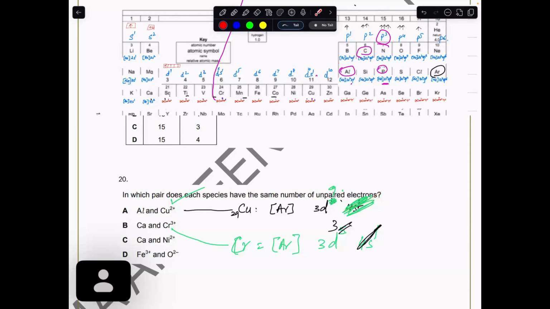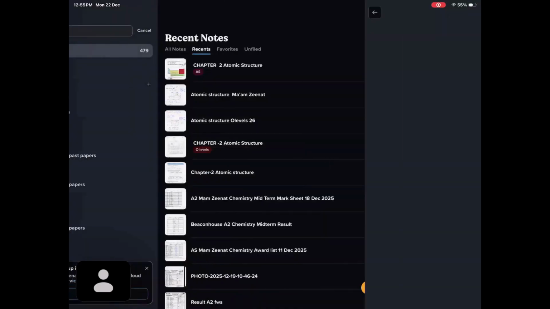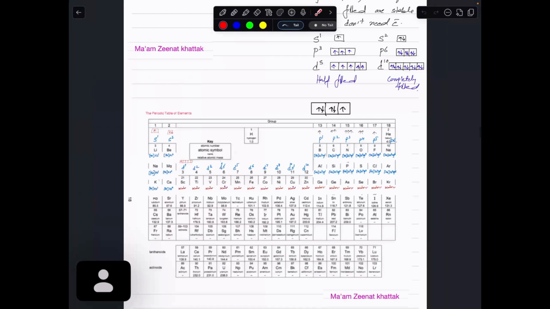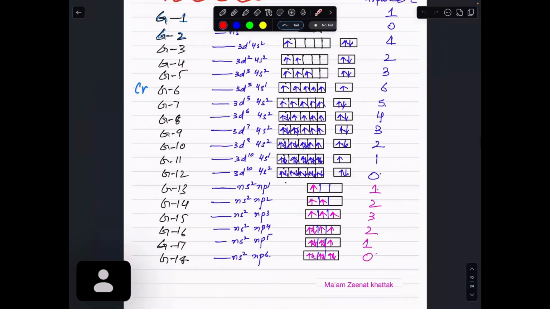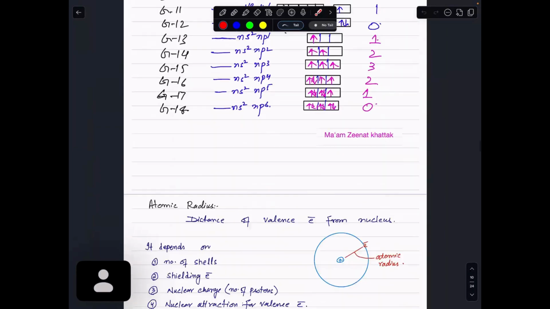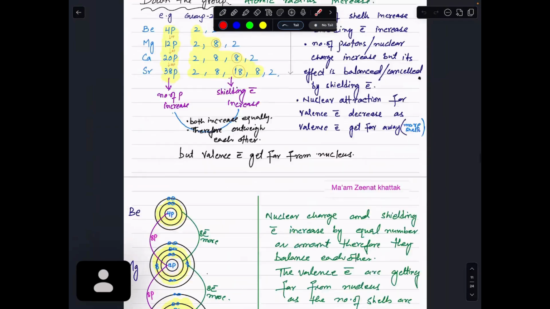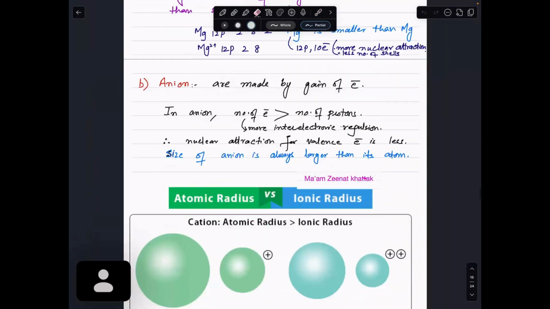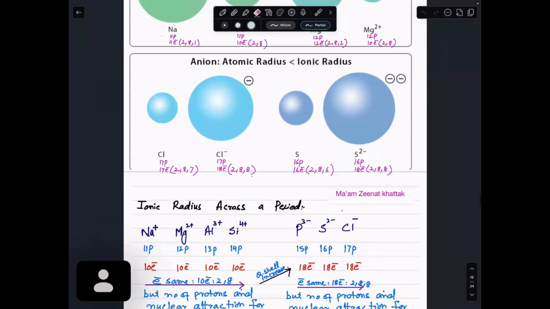Right? See you in the next lecture with atomic radius. After this, we are going to do what? Wait a minute, let me show this to you. My next topic is atomic radius, right? And after atomic radius, we are going to do ionic and atomic radius, and then ionization energy.